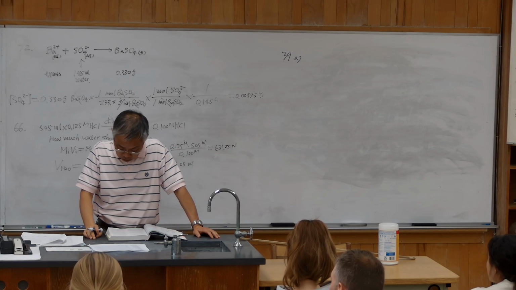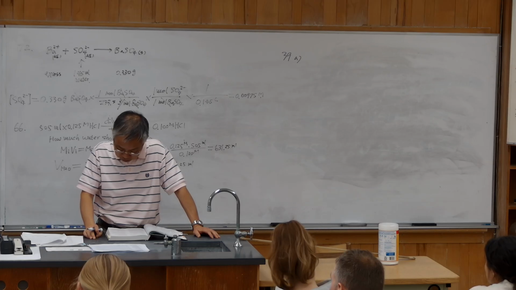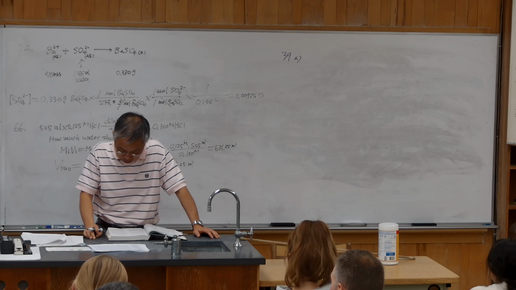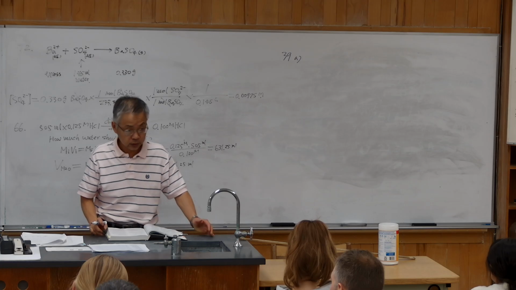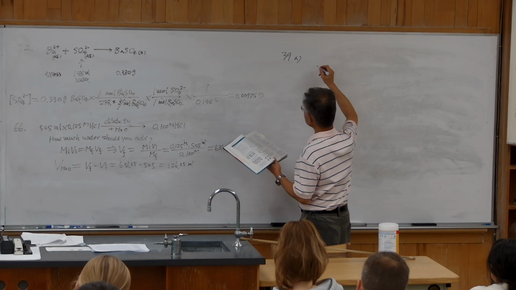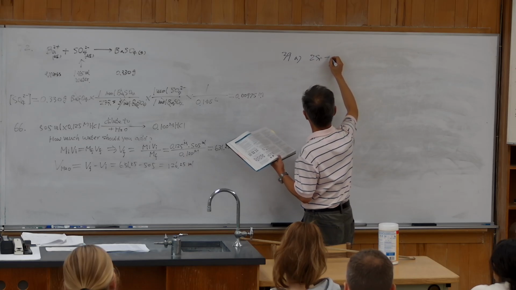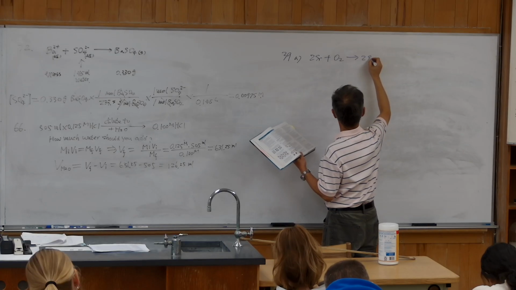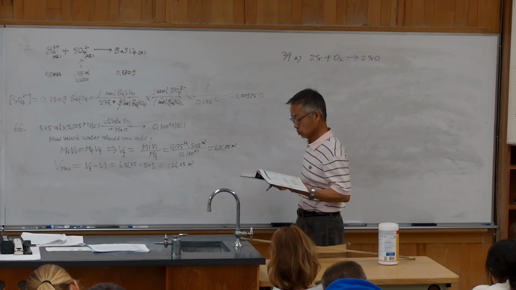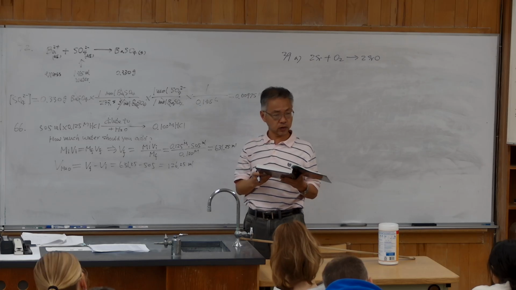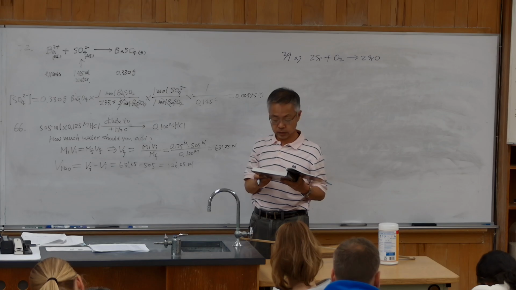For each complete redox reaction, break it down into half reactions, then identify the oxidizing agent and reducing agent. Okay, let's say A: the reaction is strontium reacting with oxygen to produce strontium oxide. You break down its equation into half reactions and identify the oxidizing agent and reducing agent.